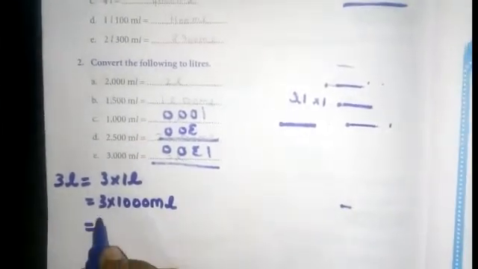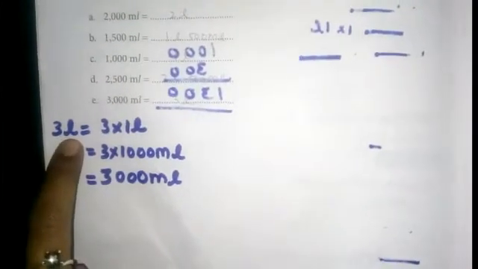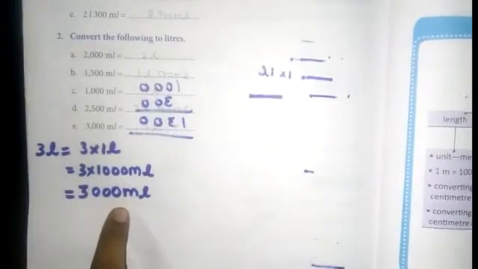So 3 into 1 liter is equal to 1000 milliliter, so it is equal to 3000 milliliter. So first, 3 liter means what you have to do? 3 into 1 liter. If it is 4 liter, what you have to do? 4 into 1 liter. If it is 5 liter, what you have to do? 5 into 1 liter. Like this. Okay. So if it is a single digit number, like this you have to do.